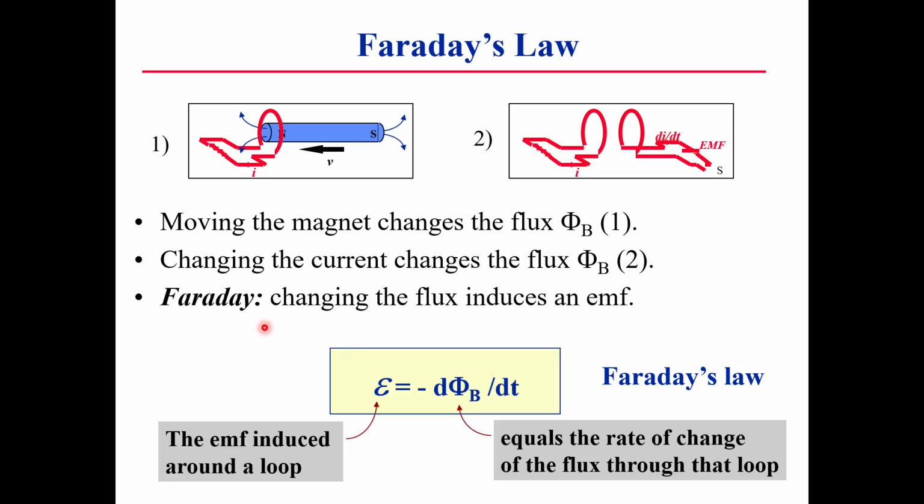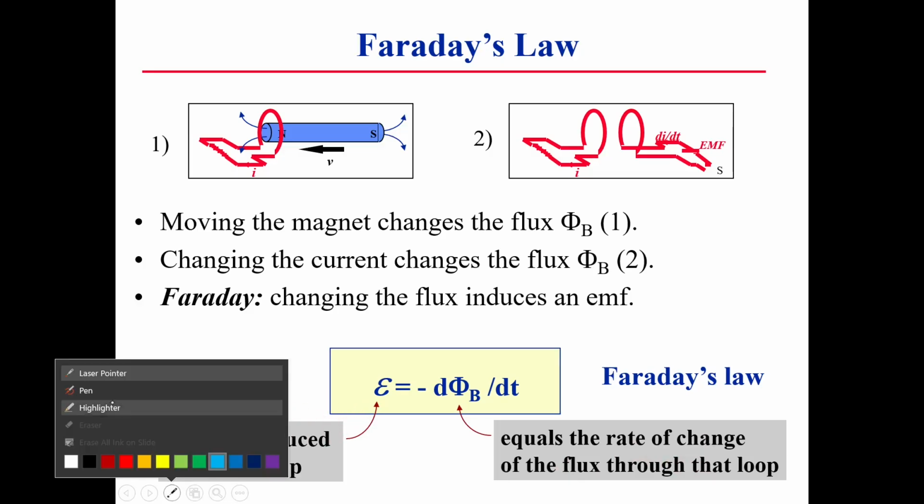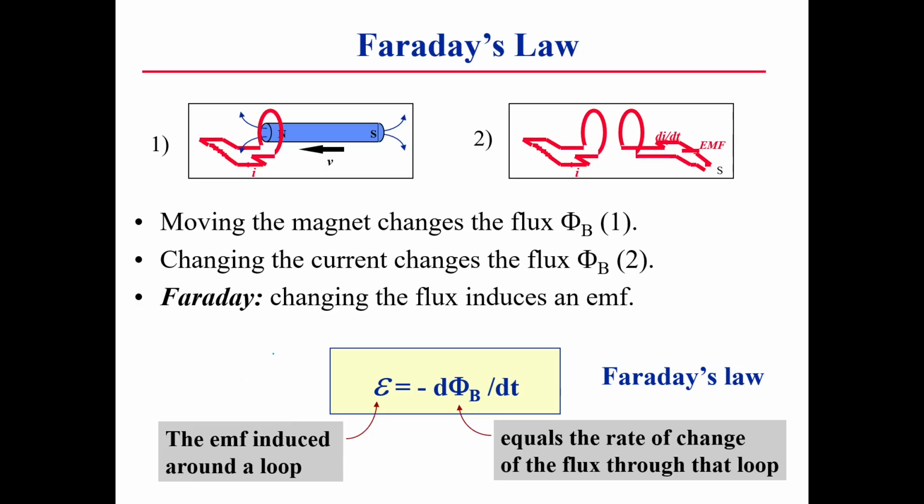And Faraday says that changing the flux induces an EMF, and that induced EMF around that loop is basically minus d phi B dt, equals the rate of change of the flux through that loop. So this is Faraday's law. This is the equation you need to keep in mind, and all the story behind it. And what is this induced EMF?